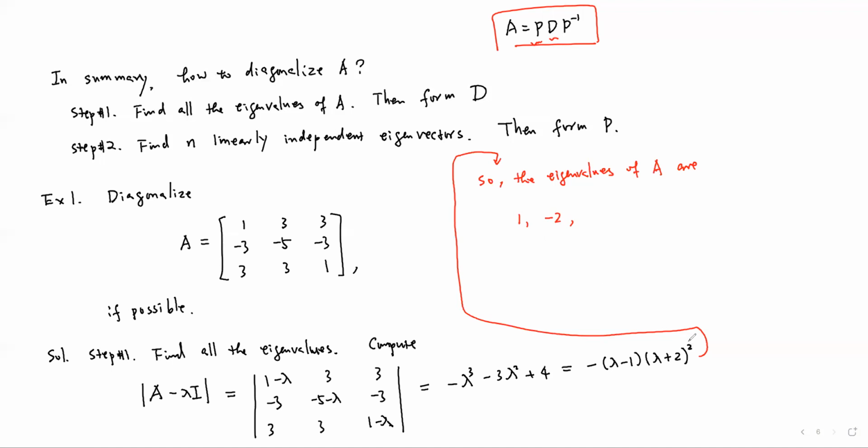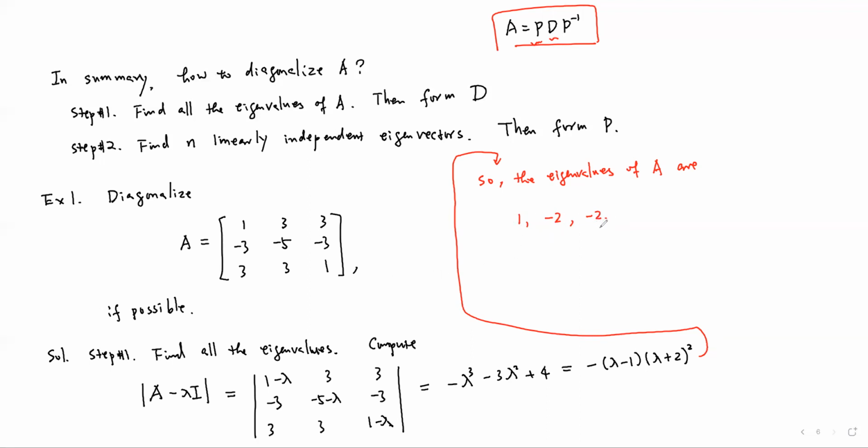The third eigenvalue, take a look here. There is a power. The power of 2 means lambda plus 2 times lambda plus 2. So the third eigenvalue is also negative 2. Eigenvalue negative 2 is repeated twice. We say that the eigenvalue has multiplicity 2.